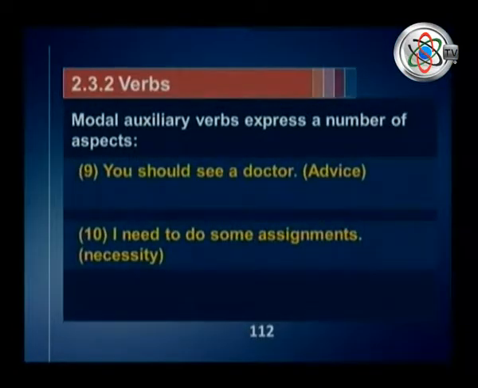Number 10, I need to do some assignments, some task. This is necessity. And you have to know that, dear students, necessity knows no law. Sometimes necessity is very important, and you can break the barriers by necessity.